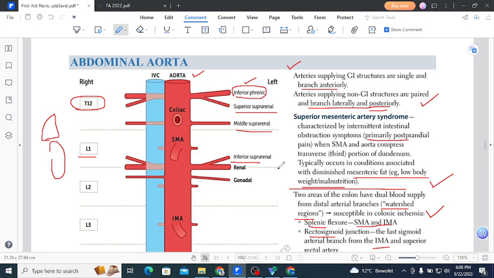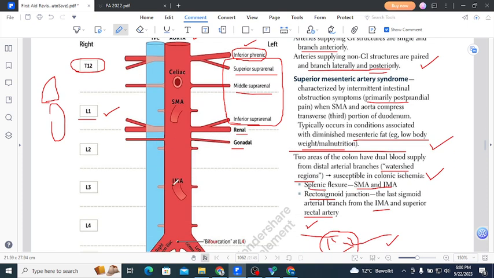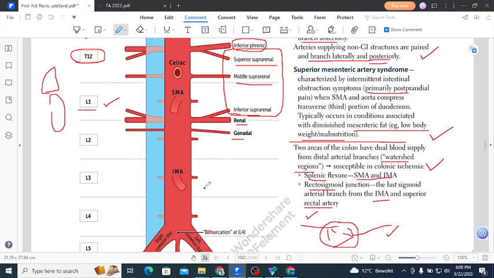At the level of L1, we have inferior suprarenal arteries. This constitutes a set of arteries which are going to the adrenal glands or suprarenal glands. Then we have a pair of renal arteries that also originate at the level of L1. Then at the level of L2, we have the gonadal arteries. They are also paired. And then there are other arteries like the ureteric artery, which are not very important to be mentioned here.